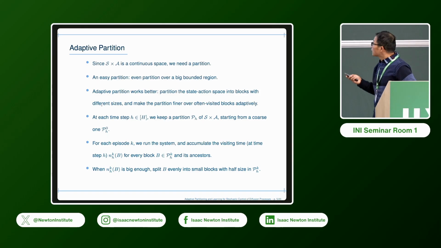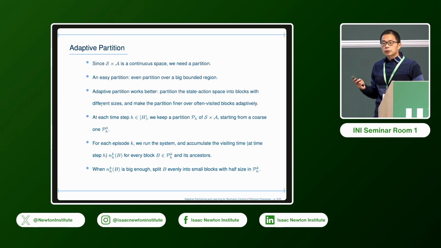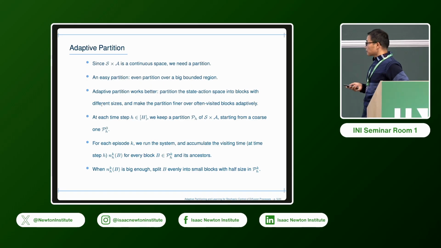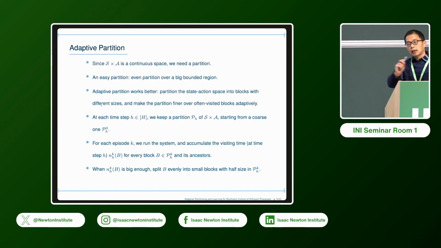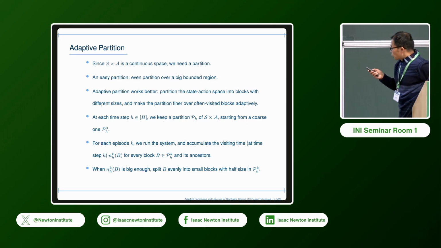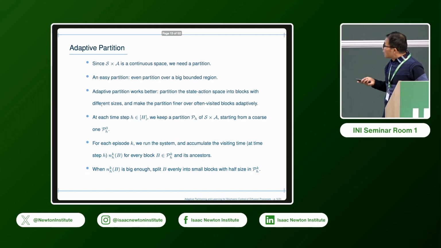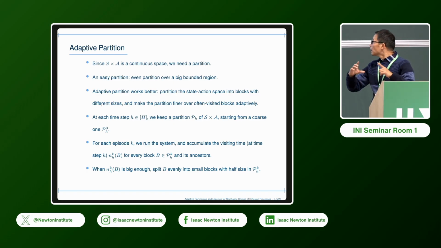I use N_h^k to denote the visitation count of a block and its ancestors. Here h means the time step and k means the episode. When this visitation count is big enough, it will trigger the splitting of the current block.